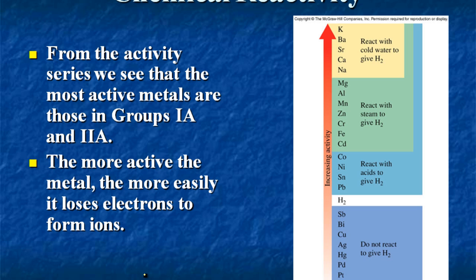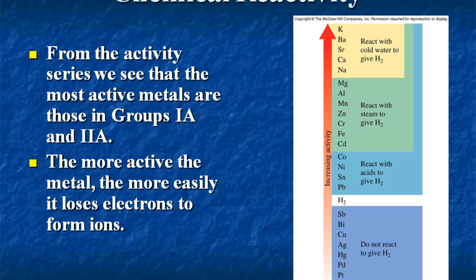So more reactive means what in terms of number of electrons? More reactive means it is easy for them to lose electrons. If somebody can lose electrons very easily, the more reactive it is. If somebody cannot lose electrons easily, the less reactive it is.